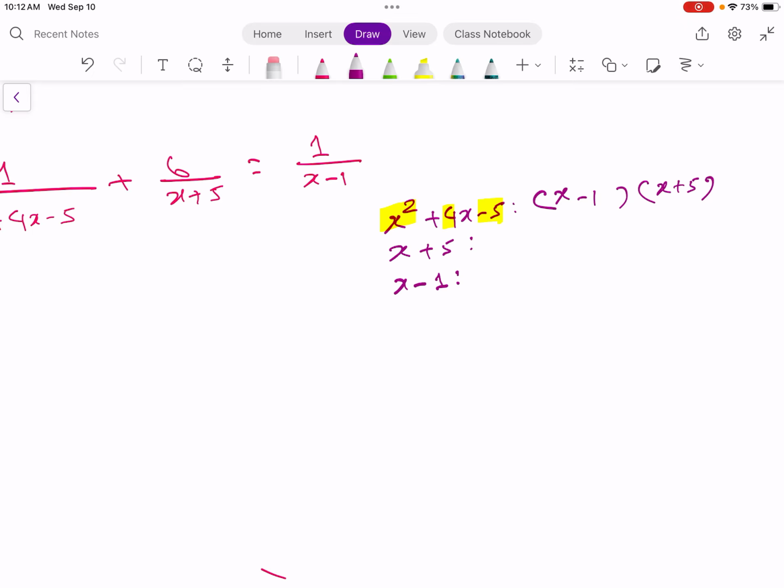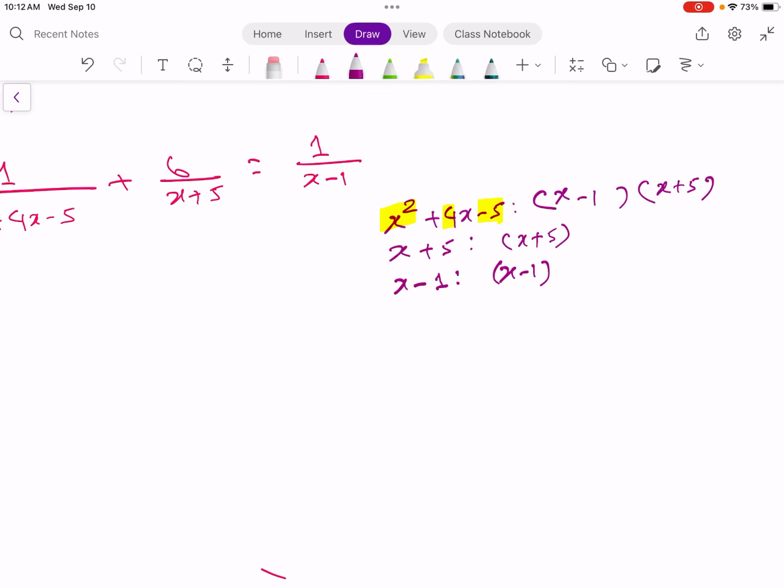This is in its simplest form, so x plus 5 itself is a factor. For x minus 1, this is in its simplest form, so x minus 1 is a factor of itself.